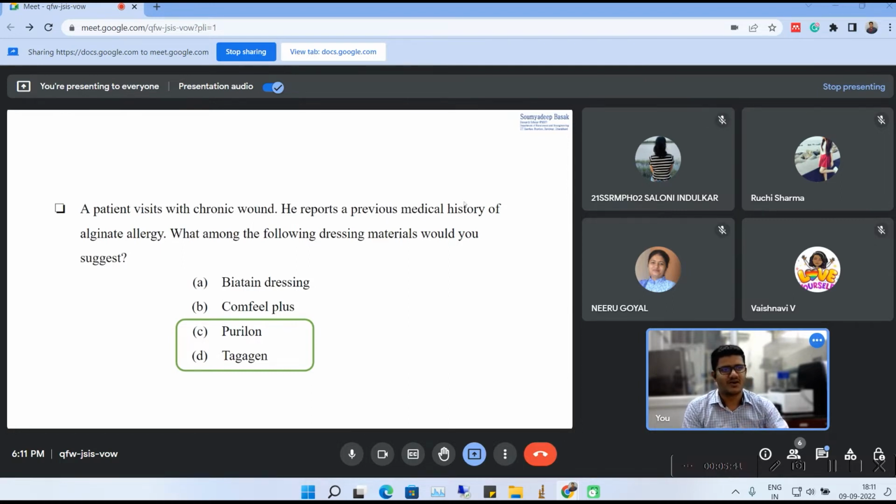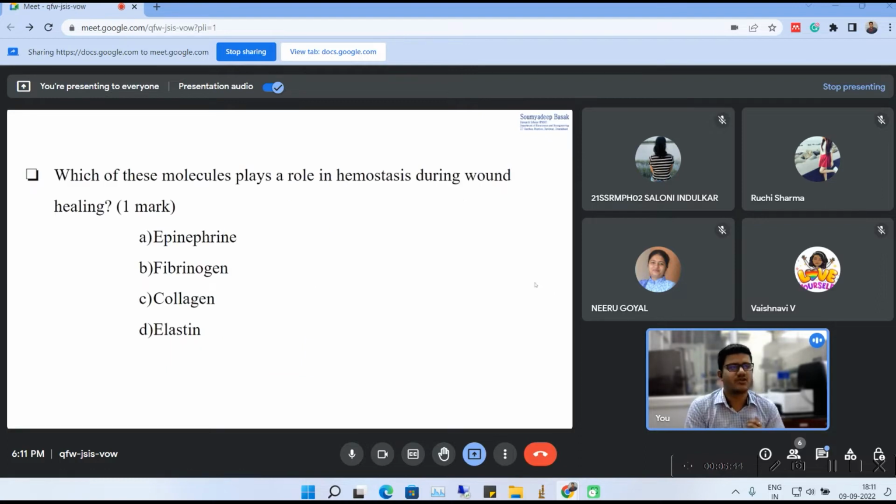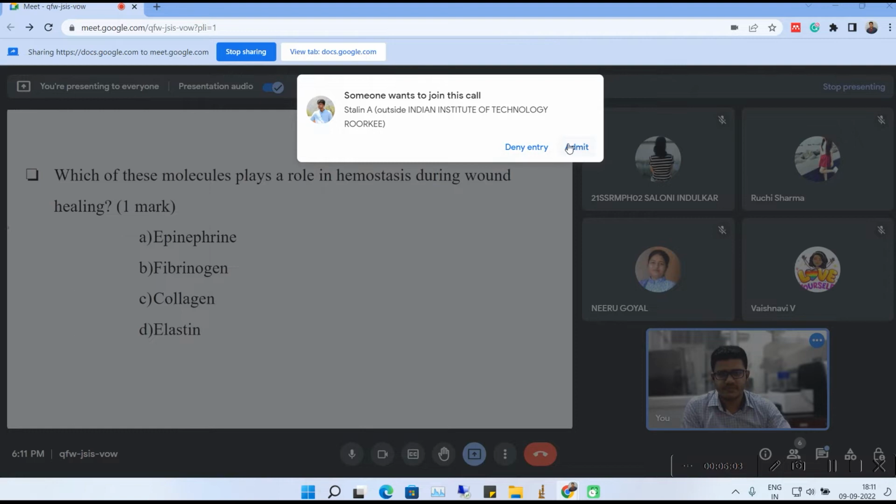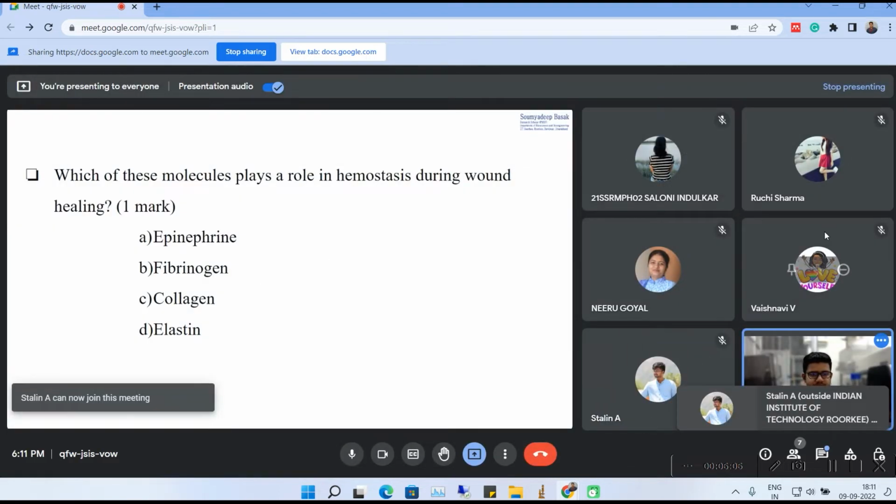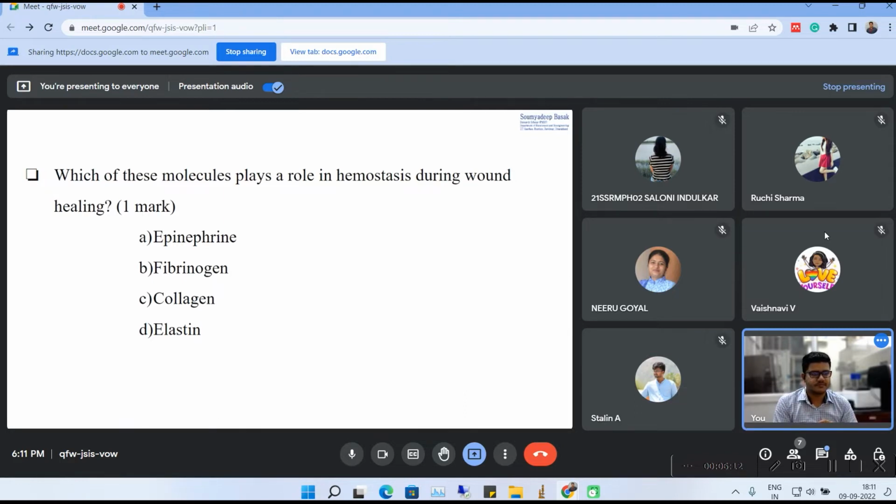Alright. Moving on, the next question is: which of these molecules plays a role in hemostasis during wound healing? Options are epinephrine, fibrinogen, collagen, and elastin. Which of these molecules plays a key role during the hemostasis phase?